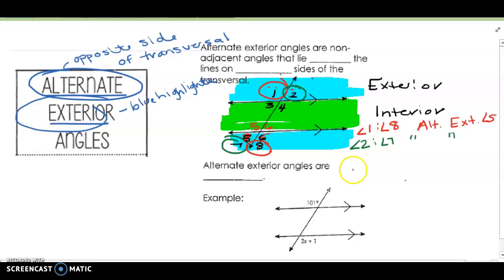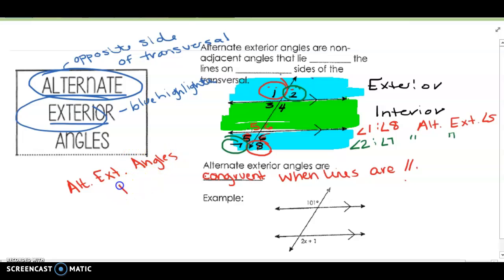All right, let's do another example, guys. So let's go under the alternate exterior angles tab. And what you need to know is that alternate exterior angles are also congruent. And I'm going to put here when lines are parallel. The lines have to be parallel in order for them to be congruent. This is called the alternate exterior, and I'm abbreviating, angles theorem. Anytime the lines are parallel, alternate exterior angles will always be congruent.